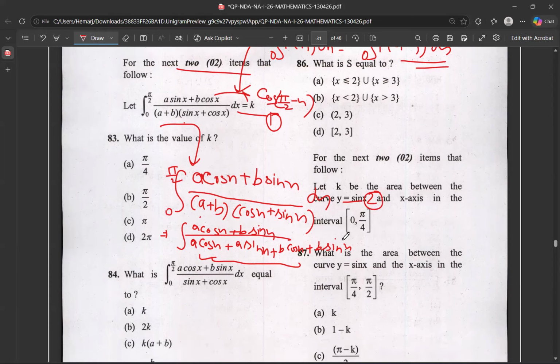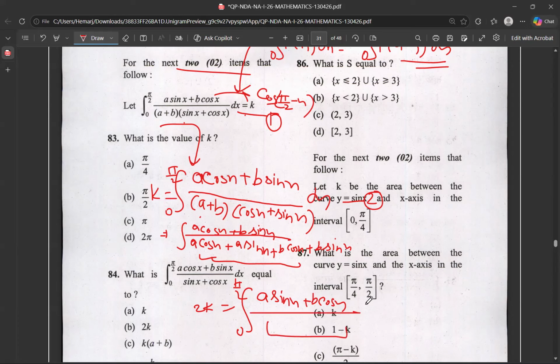So what we are going to do is we are going to add equation 1 and equation 2. If it is k, let's assume obviously this is also equal to k. So 2k equal to this plus this. So 0 to pi by 2 a sin x plus b cos x, and in denominator this whole term, plus the another one 0 to pi by 2, and this is a cos x plus b sin x, and in denominator this whole. I'm not going to write it again.